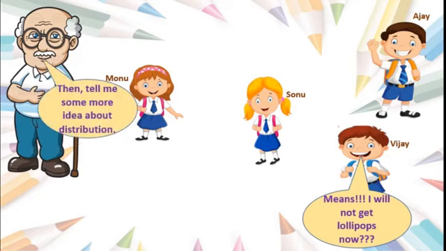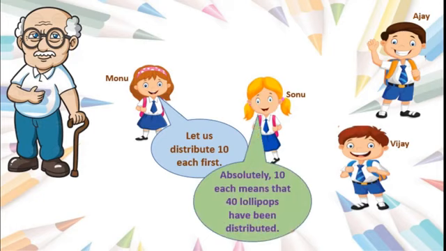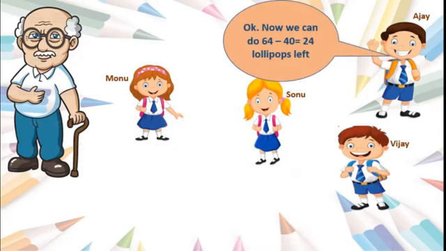Grandpa said, then tell me some more ideas about distribution. He asked Monu and Sonu. Monu said, let us distribute 10 each first. Absolutely, Sonu said, 10 each means that 40 lollipops have been distributed, isn't it? Then Ajay said, okay, now we can do 64 minus 40, that is equal to 24. Means 24 lollipops left.